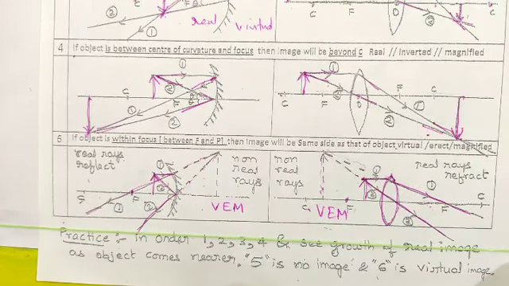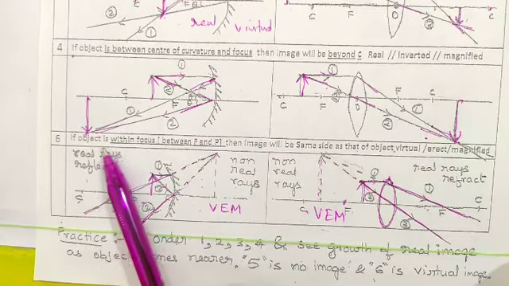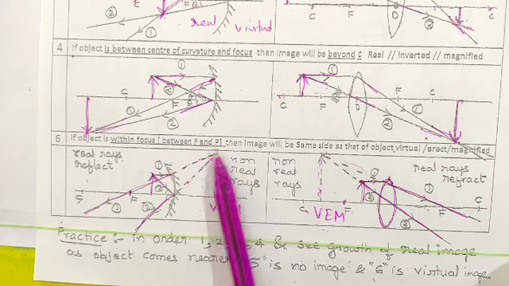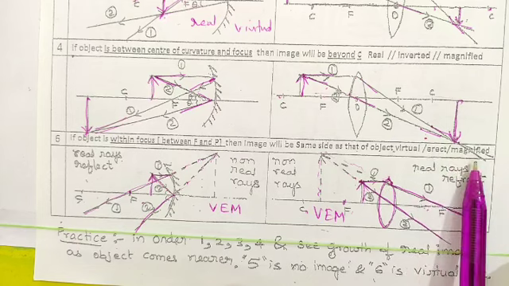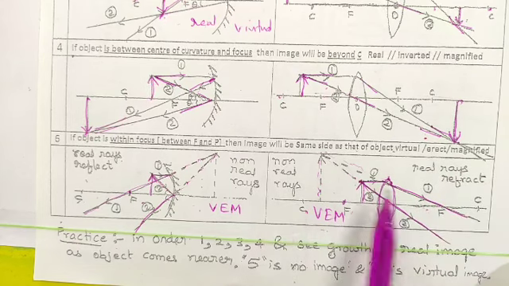Read it. If the object is within the focus, between F and P, then the image will be on the same side as that of the object, virtual, erect and magnified in case of a lens. But in case of a mirror, it will be on the virtual side, the other side.